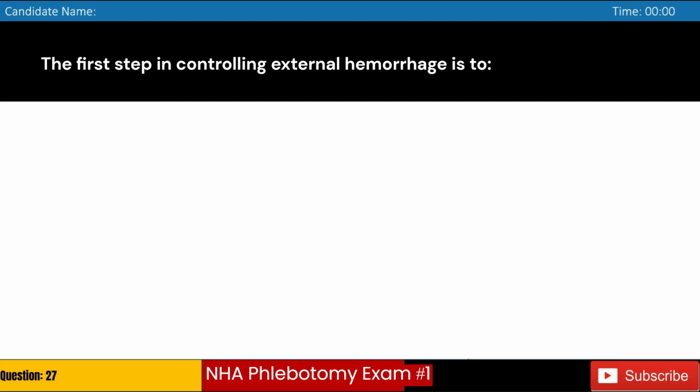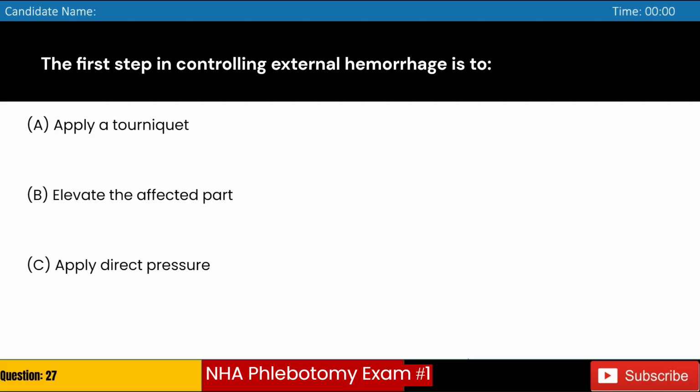The first step in controlling external hemorrhage is to: A. Apply a tourniquet. B. Elevate the affected part. C. Apply direct pressure. D. Call for help. Answer C. Applying direct pressure is the most effective way to control external bleeding.